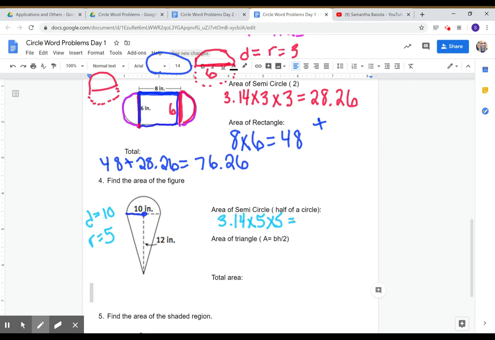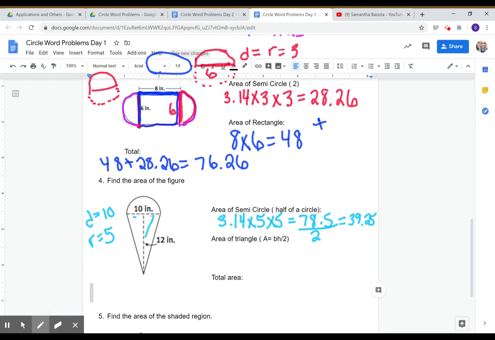So 3.14 times 25 gives me 78.5. But that would be if I had the whole circle. Remember, I only have half, so I've got to divide that by 2. So I actually get 39.25. Okay? That would be the area of the half circle. So we did the circle piece. Now what's left? The triangle. So let's work on the triangle piece.